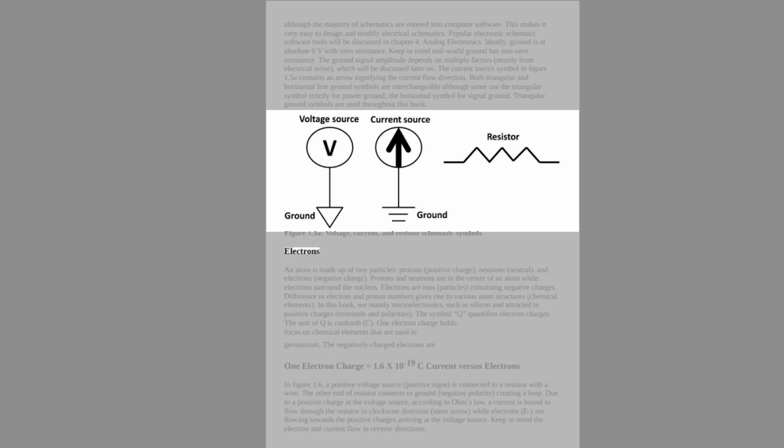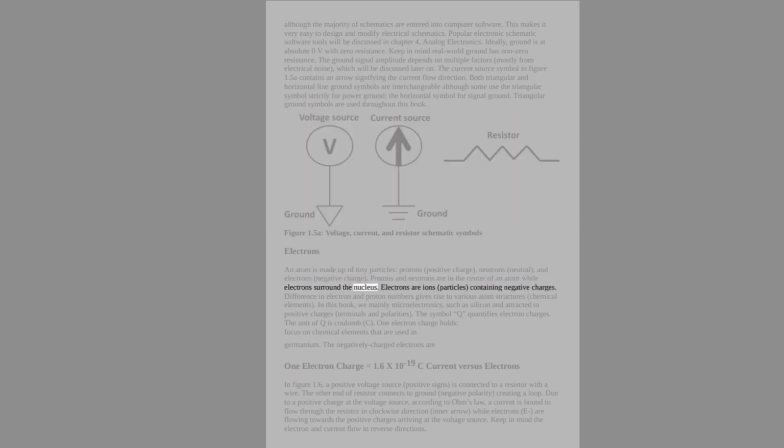Electrons. An atom is made up of tiny particles: protons, with positive charge; neutrons, neutral; and electrons, with negative charge. Protons and neutrons are in the center of an atom, while electrons surround the nucleus. Electrons are particles containing negative charges. The difference in electron and proton numbers gives rise to various atom structures, the chemical elements.